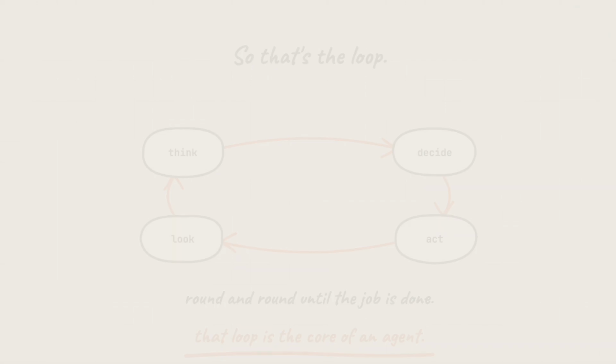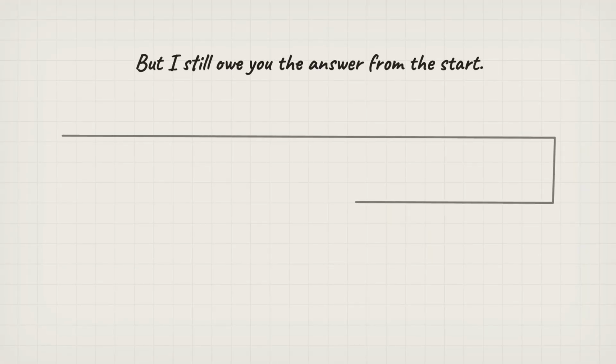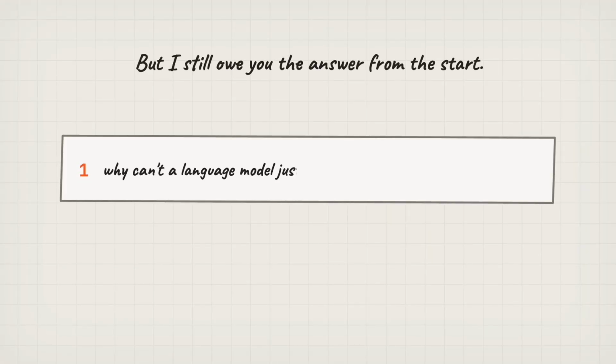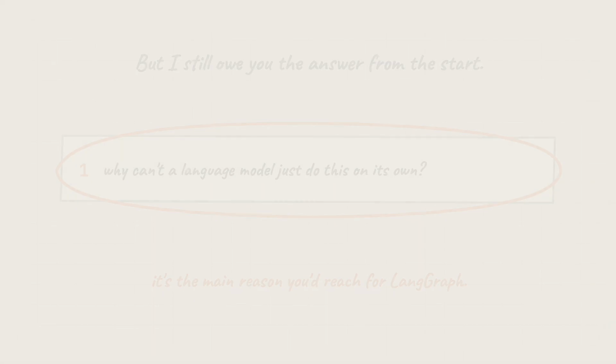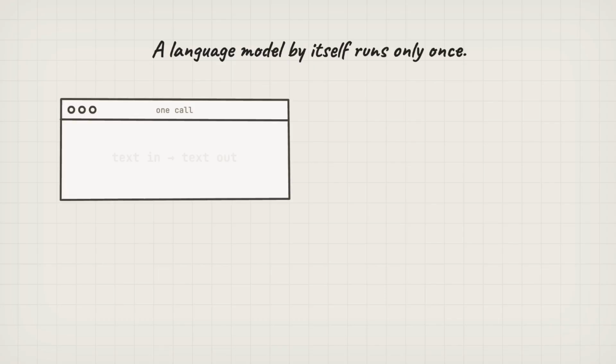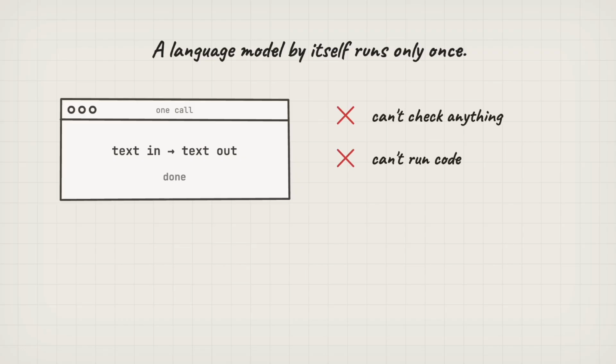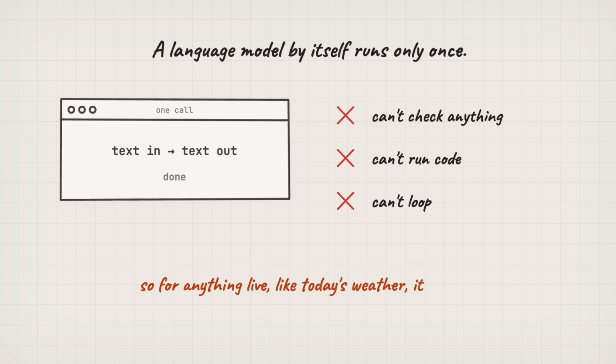Okay, so now you can picture the loop, but I still owe you the answer from the start. Why can't a language model just do this on its own? Let me clear that up because it's the main reason you would reach for LangGraph. So, a language model by itself runs only once. You give it text, it gives you text back, and it's done. It can't check anything, it can't run code, and it can't loop. It only knows what it was trained on.